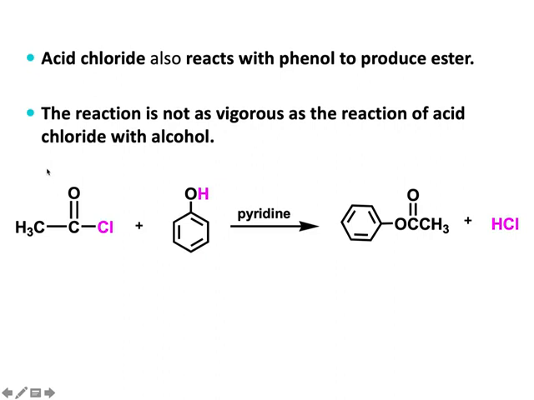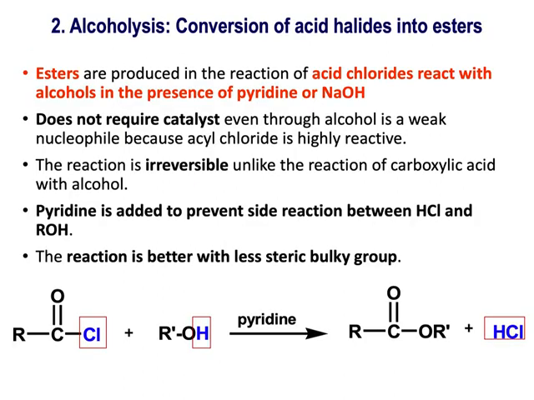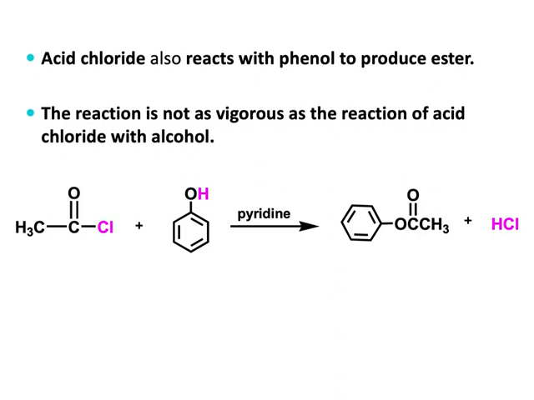Acid chloride reacts with phenol to produce an ester. The reaction is not vigorous. So there are 2 types of alcohol: aliphatic, or aromatic like phenol. Acid chloride reacts with phenol using pyridine, so the product produced is an ester, a derivative of carboxylic acid.